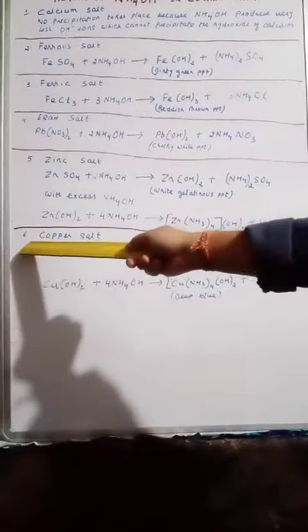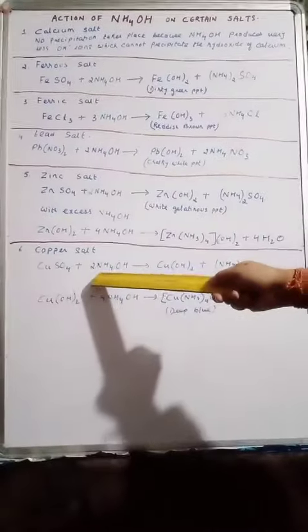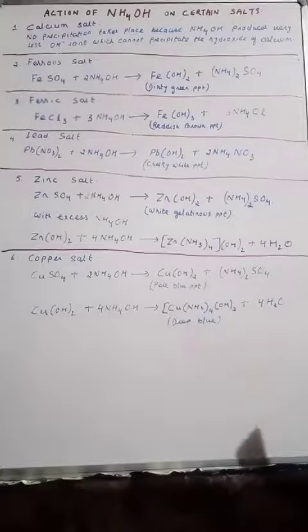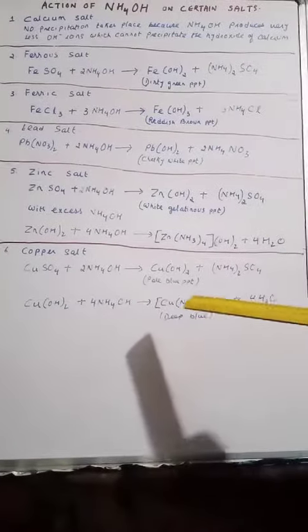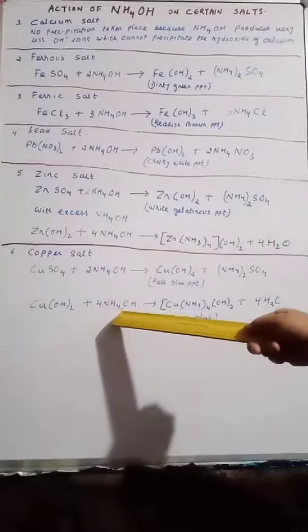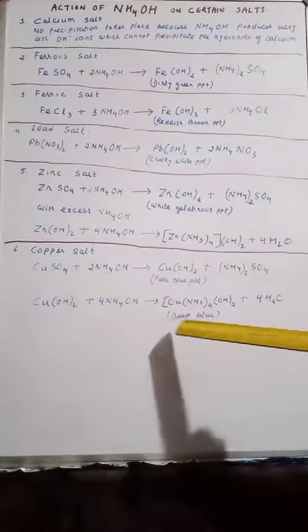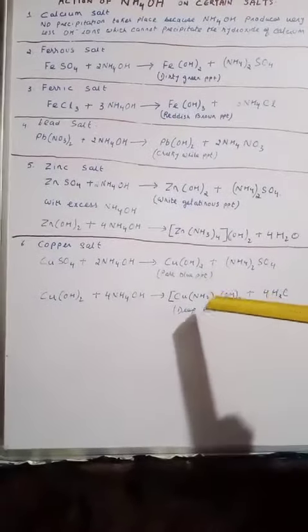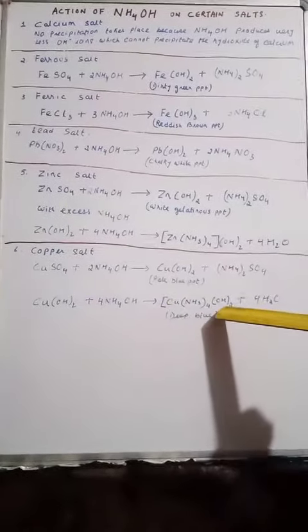Okay, the sixth one is with copper salt. Let's say copper sulfate is treated with ammonium hydroxide solution, we see a pale blue precipitate getting formed, and that is because of copper(II) hydroxide. And when you add excess ammonium hydroxide, the pale blue precipitate dissolves, forming a deep blue coloration, and that is due to the formation of a complex salt which is known as tetraamine copper hydroxide.